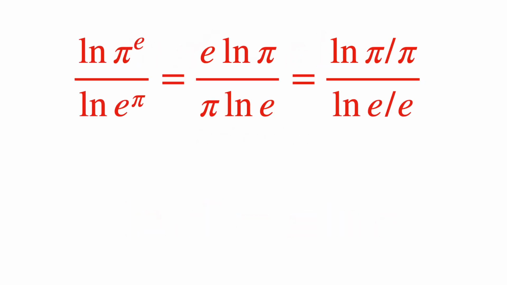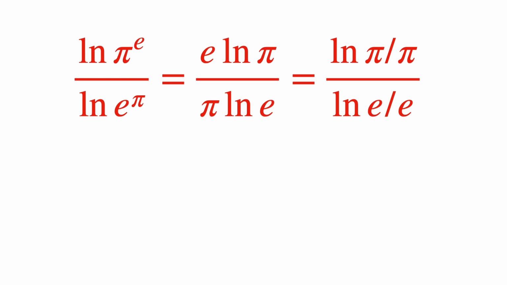We can rearrange this to compare the logarithm of pi divided by pi versus the logarithm of e divided by e. Since logarithm is an increasing function, and pi is greater than e, we know that the logarithm of pi is greater than the logarithm of e, but is the logarithm of pi divided by pi greater than the logarithm of e divided by e?